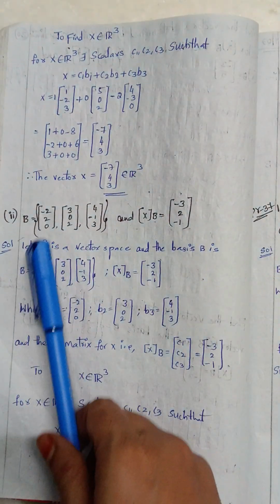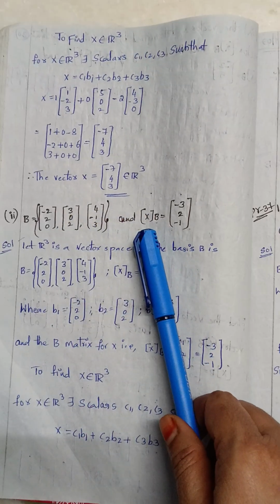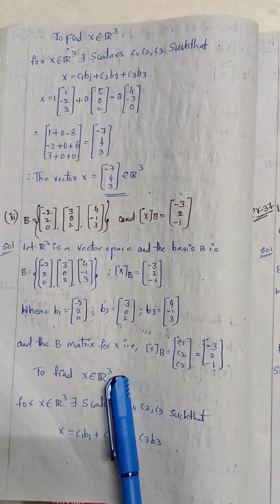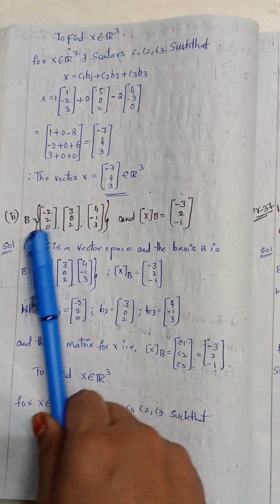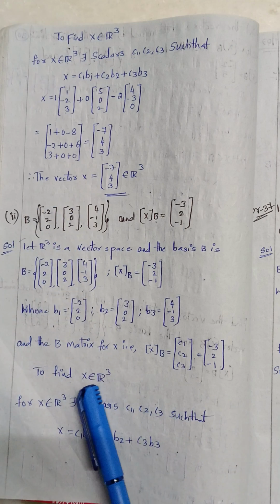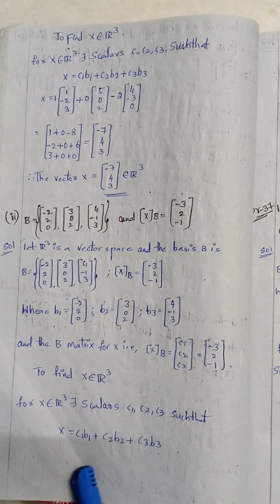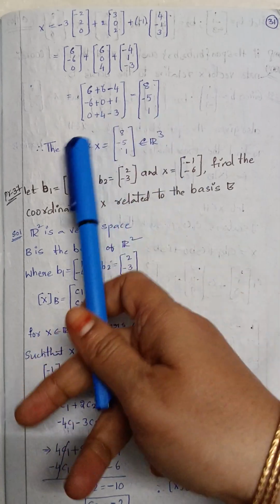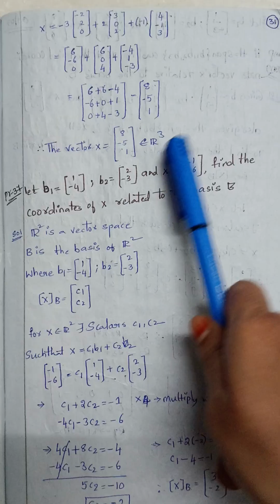Similarly here is one problem, b1, b2, b3, same, x over b is given, meaning c1, c2, c3 are given. Then x we need to find out from R3 because each vector has the same number of entries, 3 entries. So x belongs to R3, then x can be expressed as these vectors, then substitute, then you are getting the answer. Yes, this vector belongs to R3.